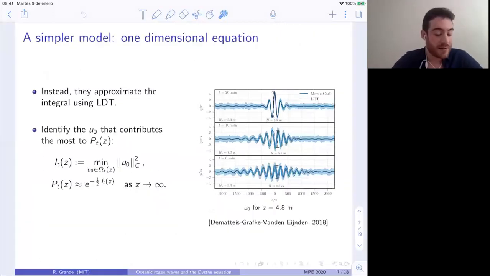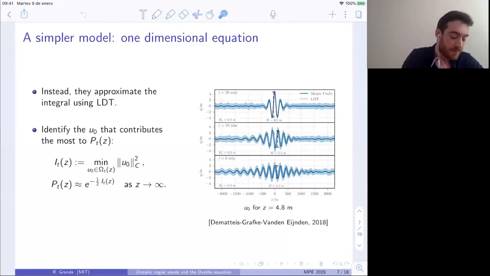And so to do that, they use large deviation theory. I will not go into details, but there's a principle in large deviation theory that tells you that the largest contribution to the probability that I mentioned before actually comes from one particular initial data, U0, here. That is a solution to this optimization problem. So if you minimize over all the possible initial data, you minimize this norm.